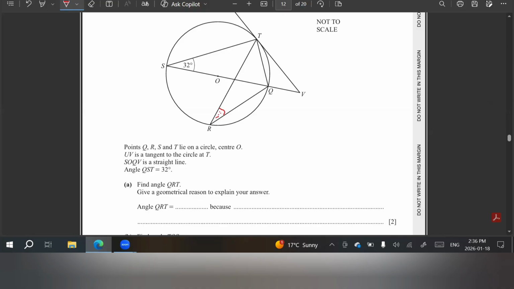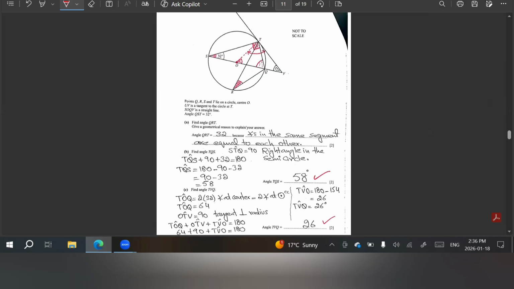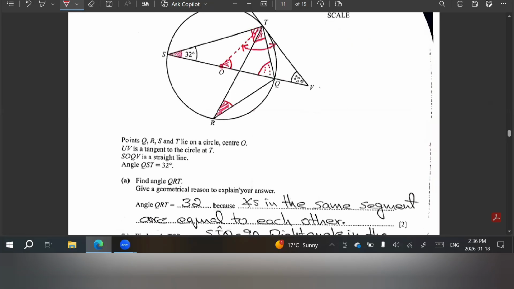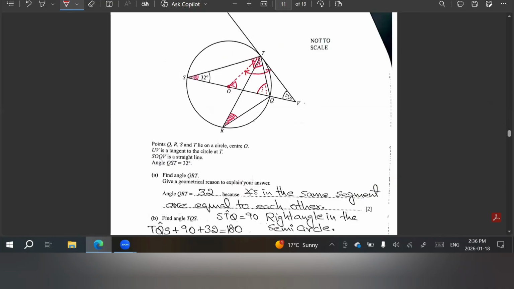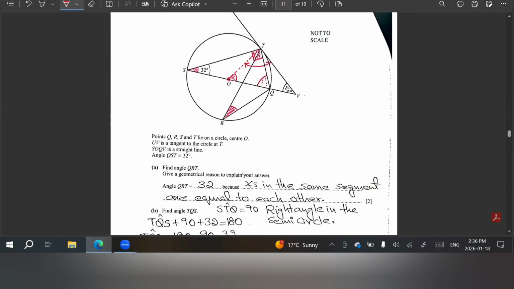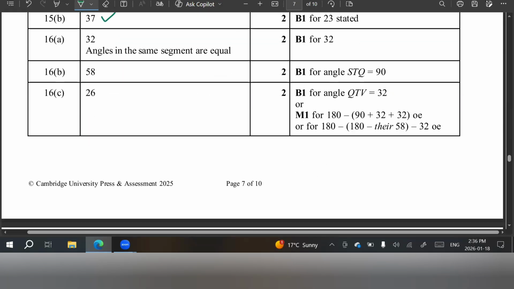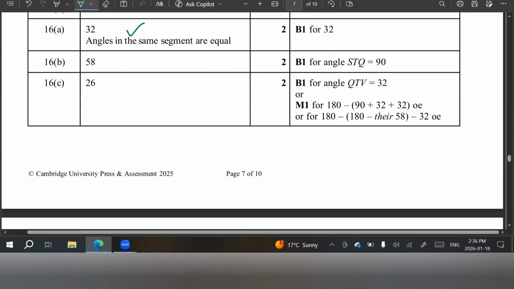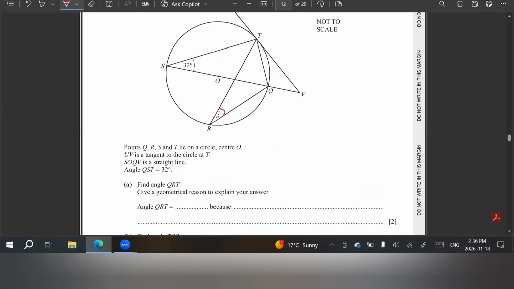The reason is very simple. They are angles in the same segment. So here you can see I have written QRT is equal to 32. The reason is that angles in the same segment are equal to each other. So this is how you will do question number 16, part A. So let's do the next part.